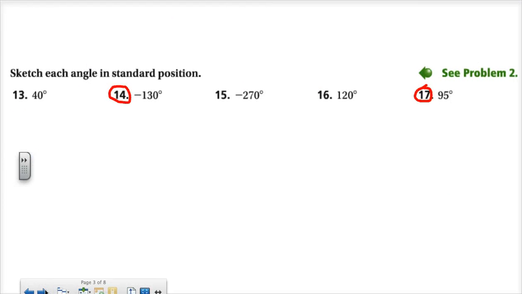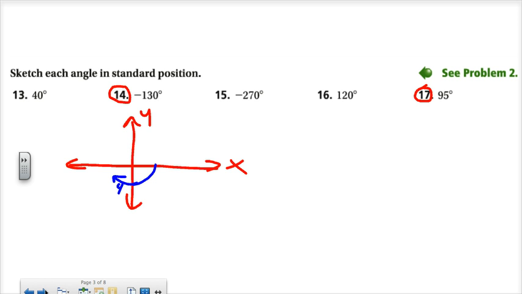And number 14 is just sketch each angle in standard position. So something to notice here, we still need that Cartesian coordinate plane with the x and the y. Negative 130 is telling us to go clockwise, so I think, hey, there's 90 degrees. How much further would I need to go to get to 130? Well, I'd need 40 degrees. So I'm going to put 40 degrees there, just because I'm not using a protractor and this is just a sketch. But overall, I want to put that negative 130 degrees here, so everybody sees this was clockwise, and it is negative 130 degrees.